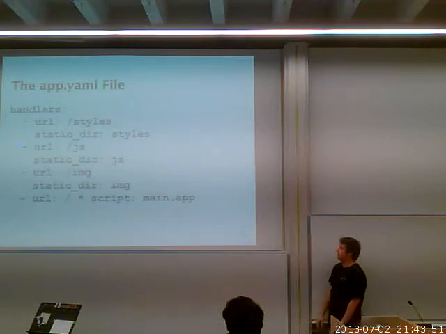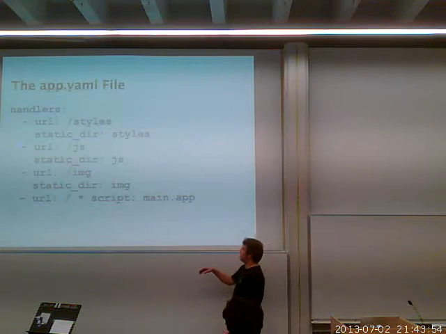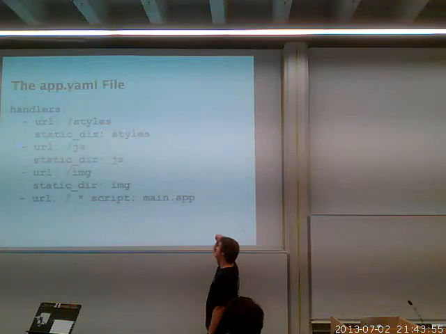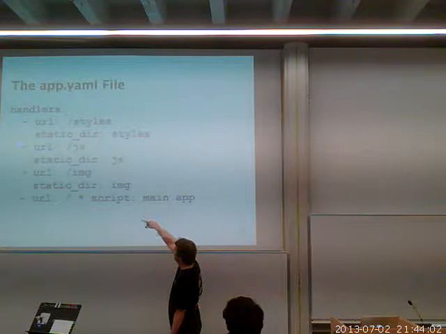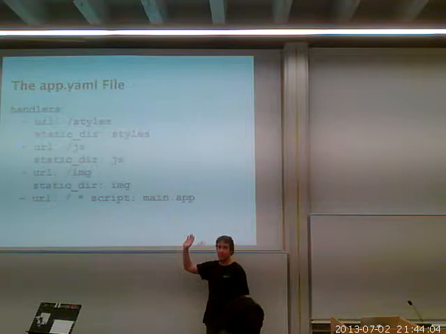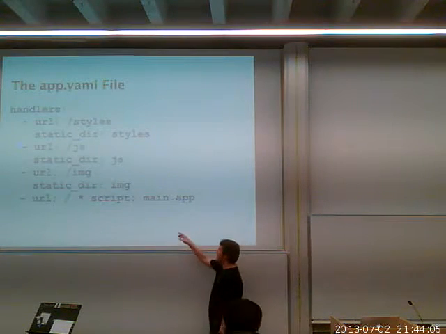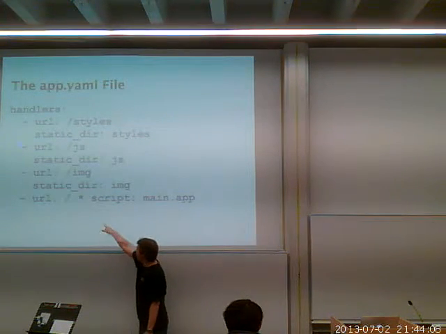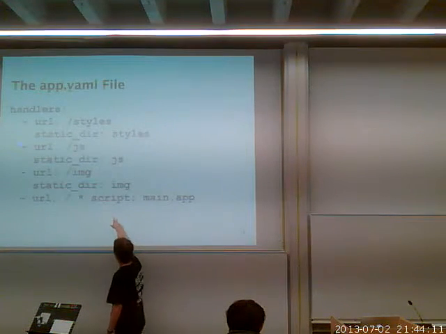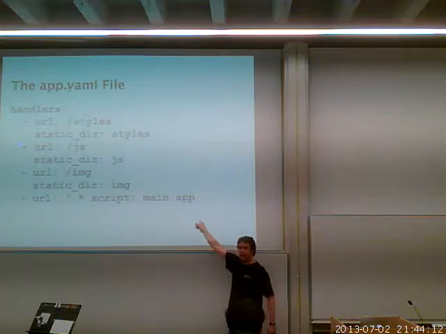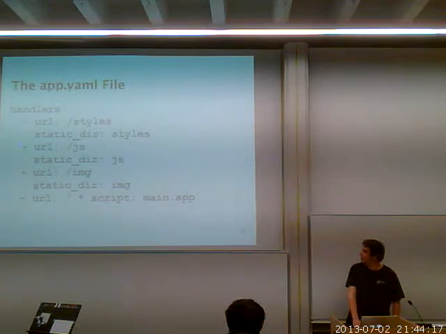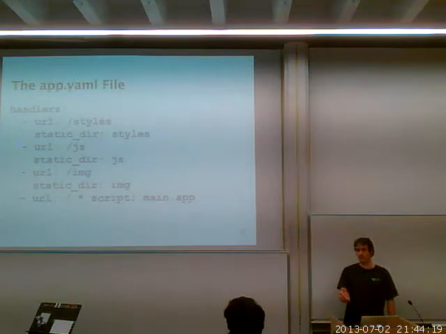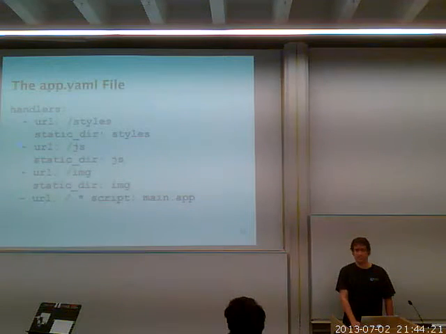And the other thing you do, and this is kind of where the magic happens, as it were, these are the handlers for the web application, so what is actually going to happen to each of these different resources. So the URL styles, JS and images are basically just static directories. It's just saying these are directories that can be accessed. And then anything else at the root gets directed to the main application. And that's it.